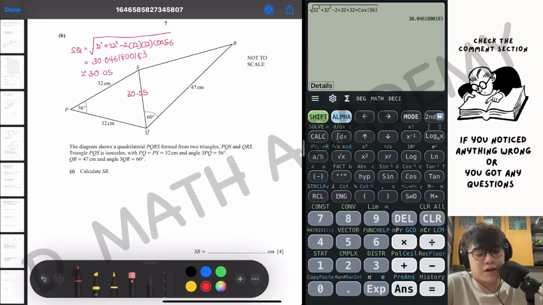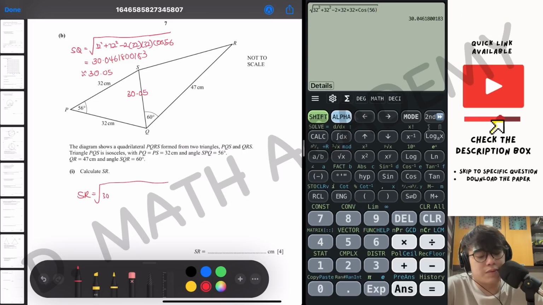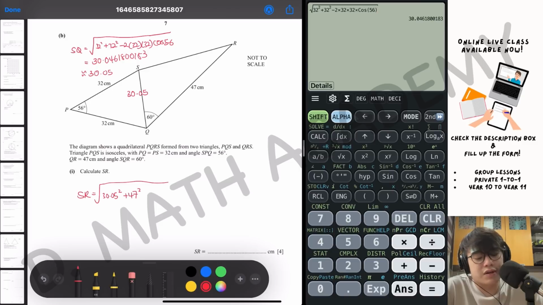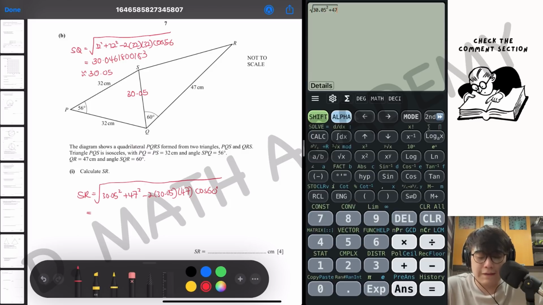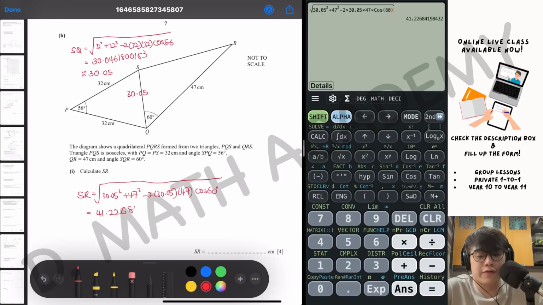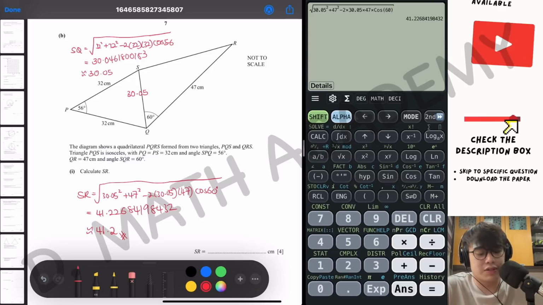So to calculate SR, same thing, another cosine rule, but this time around with the 30.05 that we identified, alongside the 47 there. Then run your calculation. Okay, so you get your final answer as 41.22684198432, which is approximately 41.2 after correcting it to 3 significant figures.